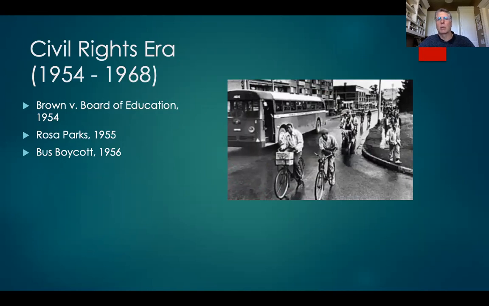We're going to ride bikes. We're going to walk instead of taking the bus. And that really put a crush on the busing, which was government subsidized. So yeah, it got a lot of traction, right?